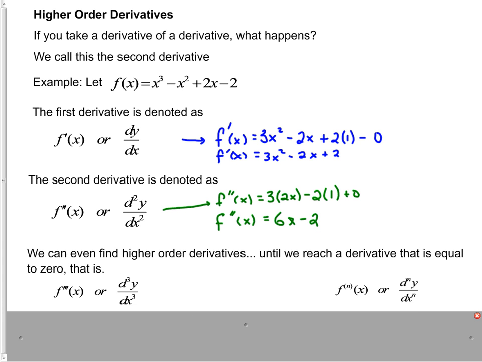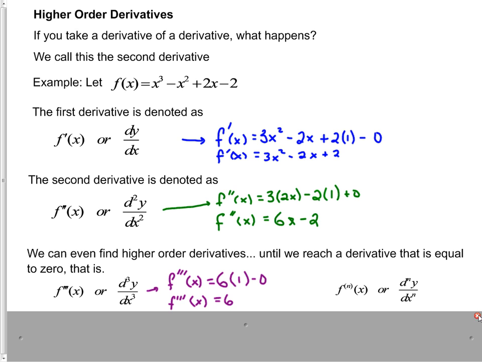Now, higher order derivative, if we're talking about a third derivative, in this case, our third derivative, f triple prime of x, we also write it as d cubed y over dx cubed. We read it, the third derivative of y with respect to x. And in our case, for our example right here, f triple prime of x is equal to 6 times the derivative of x minus the derivative of 2, which is 0. So our third derivative is just equal to the constant 6.